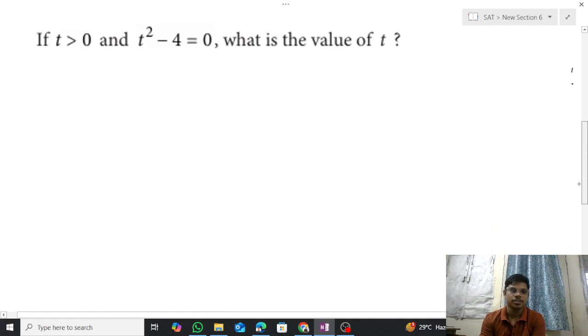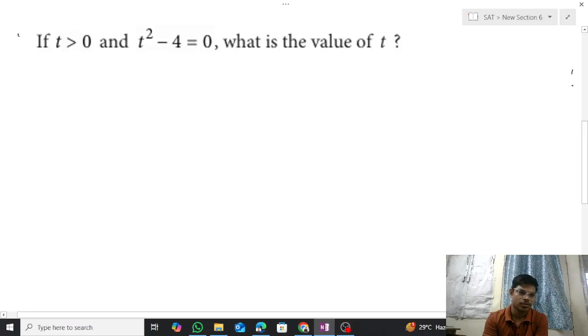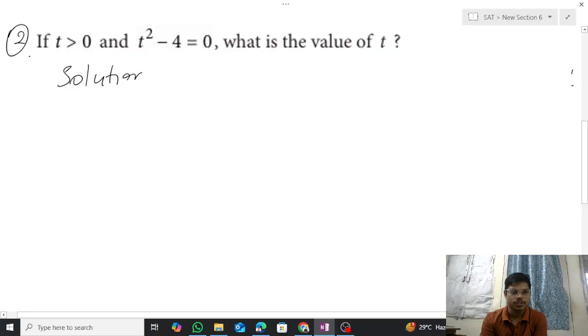Okay, another question, question number 2. It is also a very easy question. If t is greater than 0 and t square minus 4 is equal to 0, what will be the value of t? Oh my god, that is a very easy question. So what is the solution? How will we solve that?